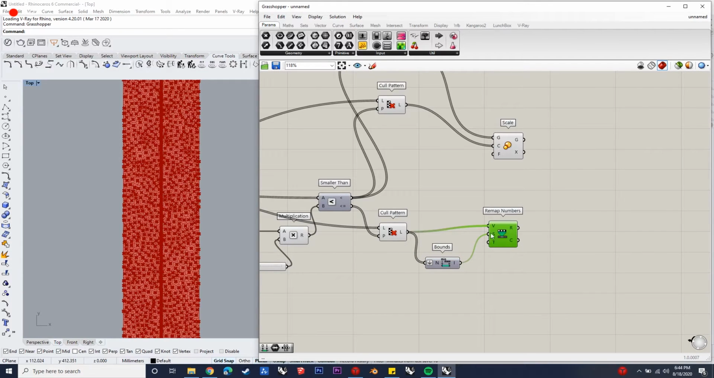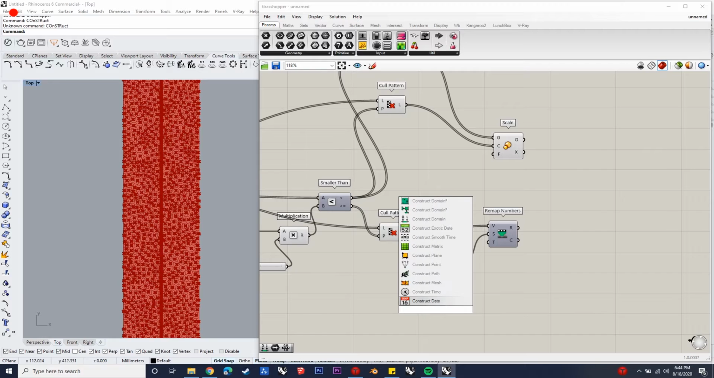After removing all the points, we need to scale the inner ones using remap numbers and then the scale component. The scale varying from around 0.15 to 0.9 will bring about a good pattern.